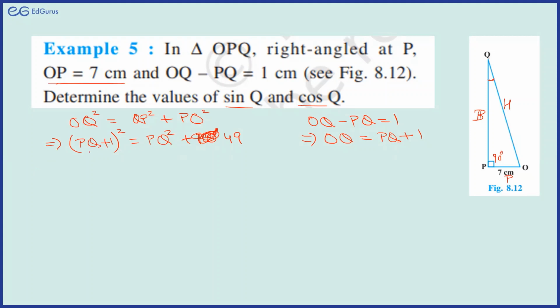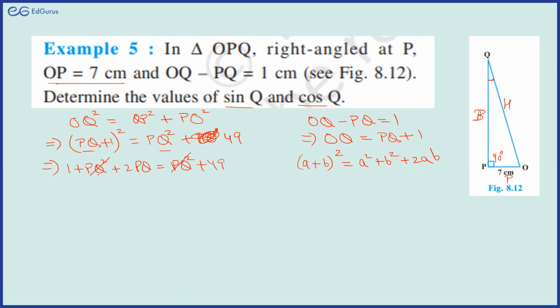Now I have my equation using only one variable. So let's expand it. What is PQ plus 1 whole square? Ma'am, it will be 1 plus PQ square. What is A plus B whole square? A square plus B square plus 2AB. Very good. So use the same formula. PQ plus 1 whole square will be 1 plus PQ square plus 2PQ. Very good. 1 plus PQ square plus 2PQ is equal to PQ square plus 49.